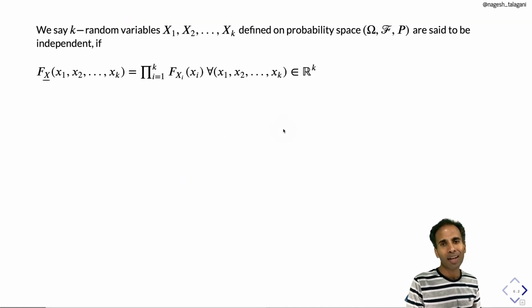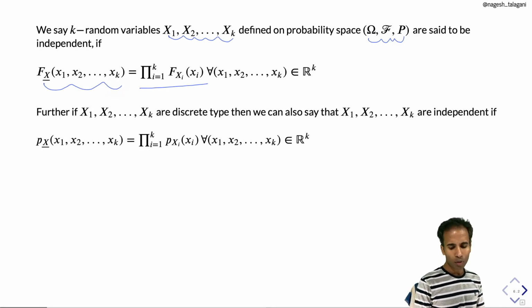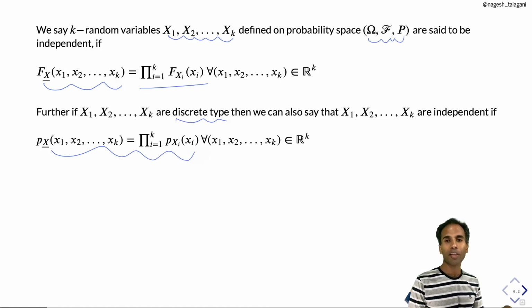Okay. Now let me generalize the definition for k random variables. We say k random variables X1, X2, ..., Xk defined on the same probability space (omega, script F, P) are said to be independent if joint CDF equals product of marginal CDFs. This is a general definition. Further, if X1, X2, ..., Xk are discrete type and if you have access to their joint PMF, then you can use this definition for independence. That is, we have to check if joint PMF is product of marginal PMFs.